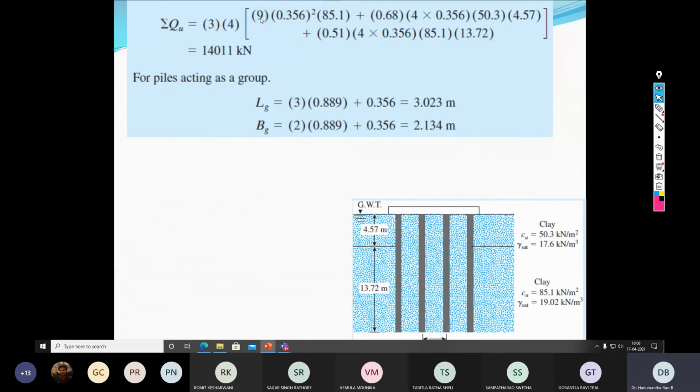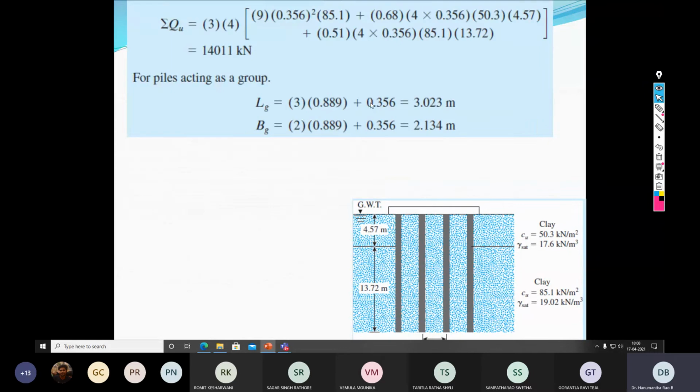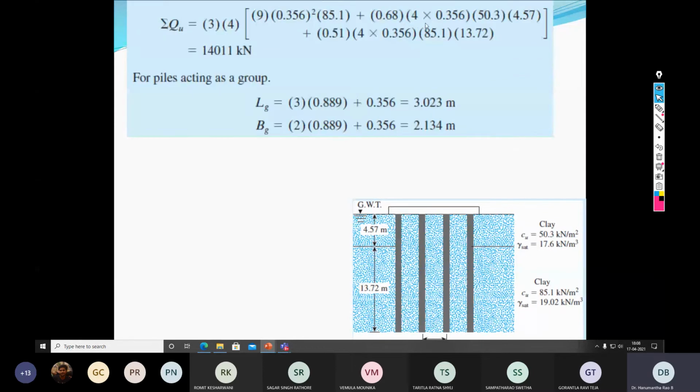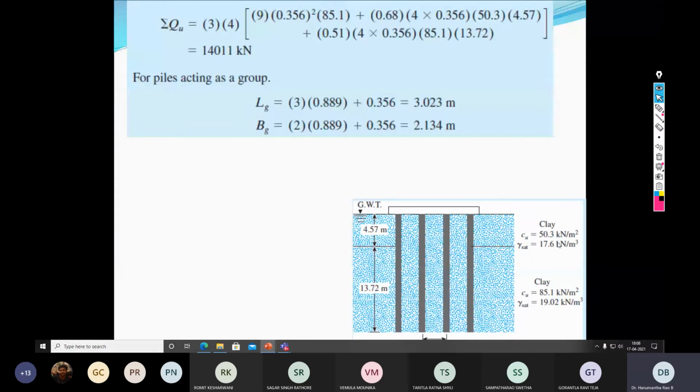into NC is 9 into AP square, that is AP, that is 0.356 square. It is a square pile, plus alpha 1 into P into Cu1 into L1. So alpha 1 is 0.68. P is perimeter, 4 into 0.356, and Cu1 is 50.3, L1 is 4.57.